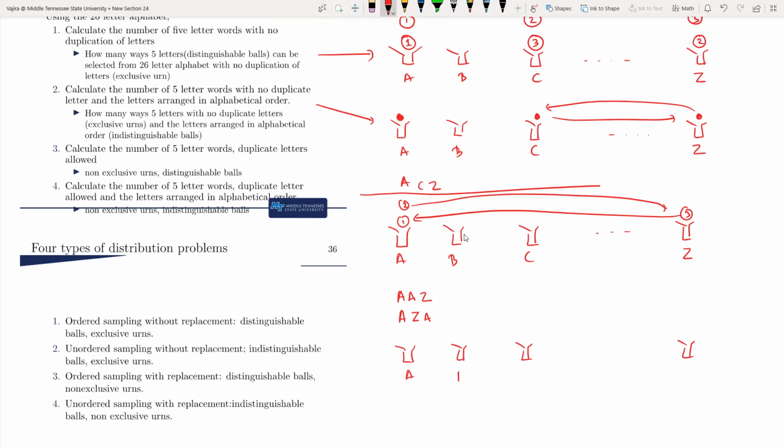I have A, B, C, Z. So now it's non-exclusive urn and indistinguishable ball. So I can have something like this, which is going to be AAC. Now changing these two is not going to make any difference. It's still the same.